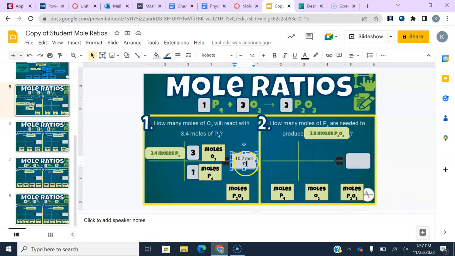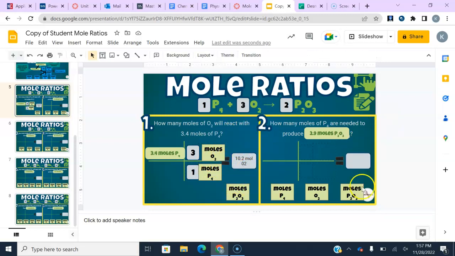And again, this would be moles of O2 because we've eliminated our moles of P4 and we're left with our moles of O2. Remember, in chemistry, we don't want any naked numbers because that is not good.